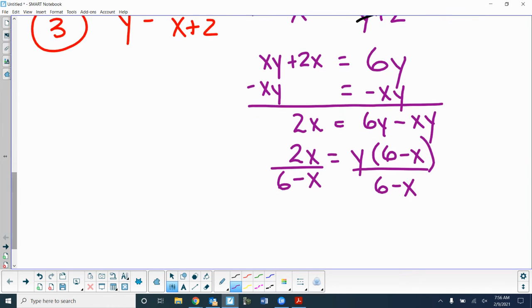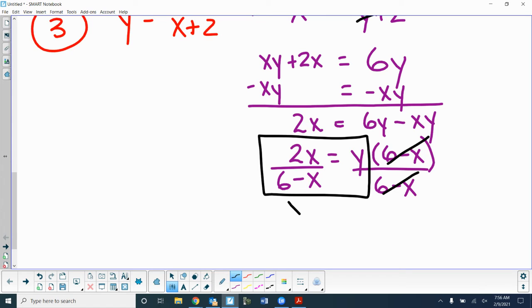Okay, so then those 6 minus x's on the right cancel. And here's our answer then. Okay, now when you have a variable in the bottom on these, you have restrictions on the variables, a number that the x is not allowed to equal.